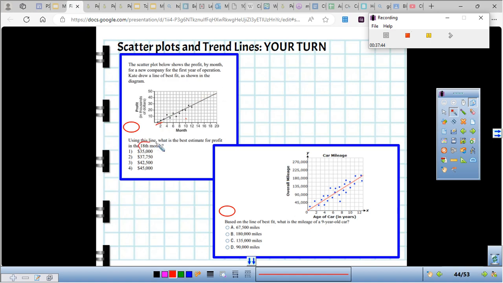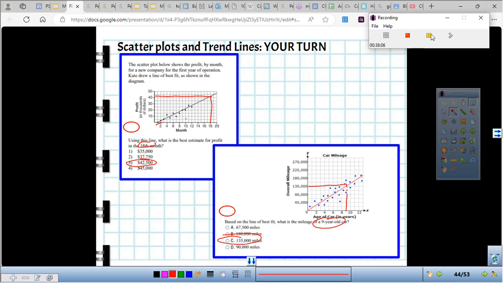Question's best. 18th month would be right here. Go to the line that you drew. Come across over here. Maybe about 45-ish. I would go about 42.5. Pretty good, close to 42. Then you draw a line that goes through it. 9-year-old car. Go to 9 right here. Go right here. 135-ish. All right, not too bad.